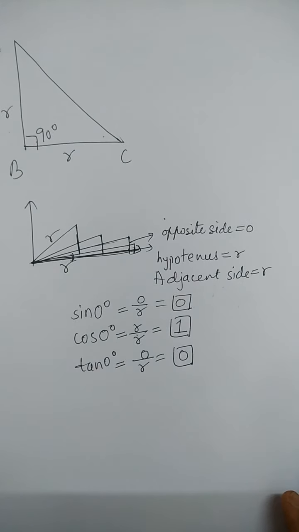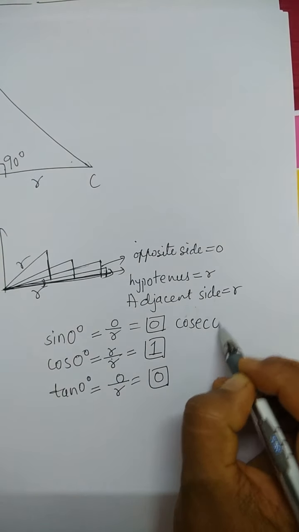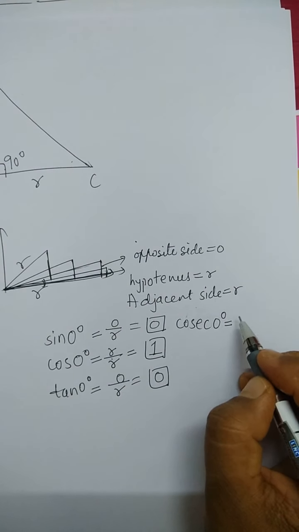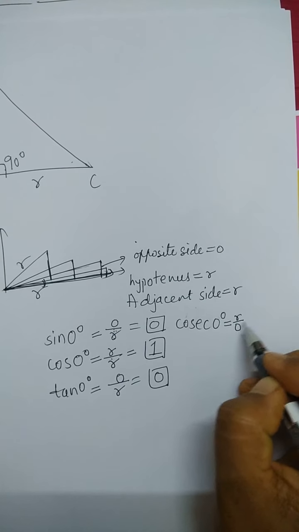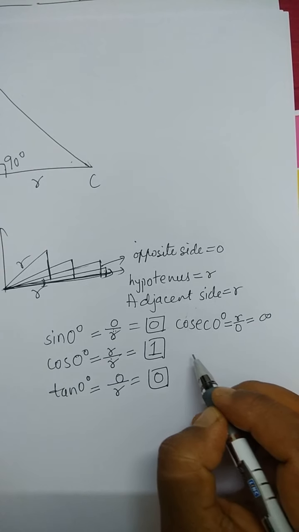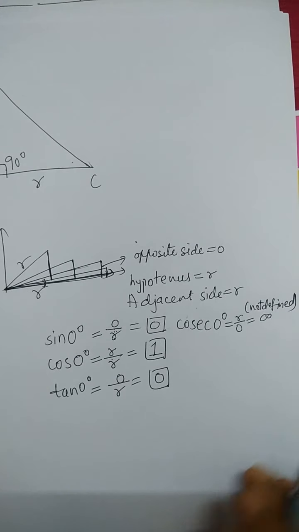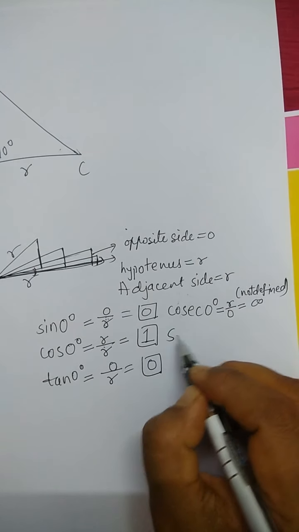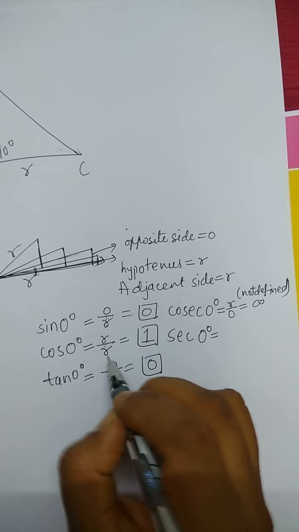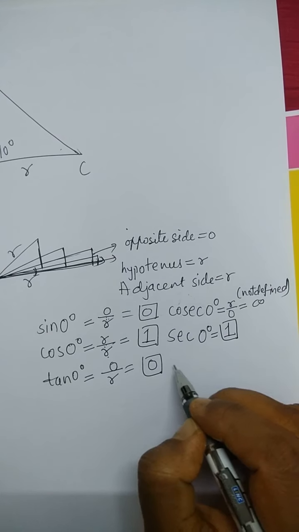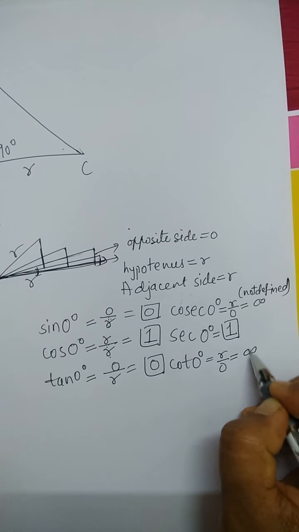Okay, now multiplicative inverses. Let us find the value of multiplicative inverses. Cosec 0 degree will be the reciprocal of sine, meaning R by 0. R by 0 means undefined, not defined. You can write not defined. Then sec 0 degree will be the reciprocal of 1, which is 1. And cot 0 degree will be R by 0, which means not defined.